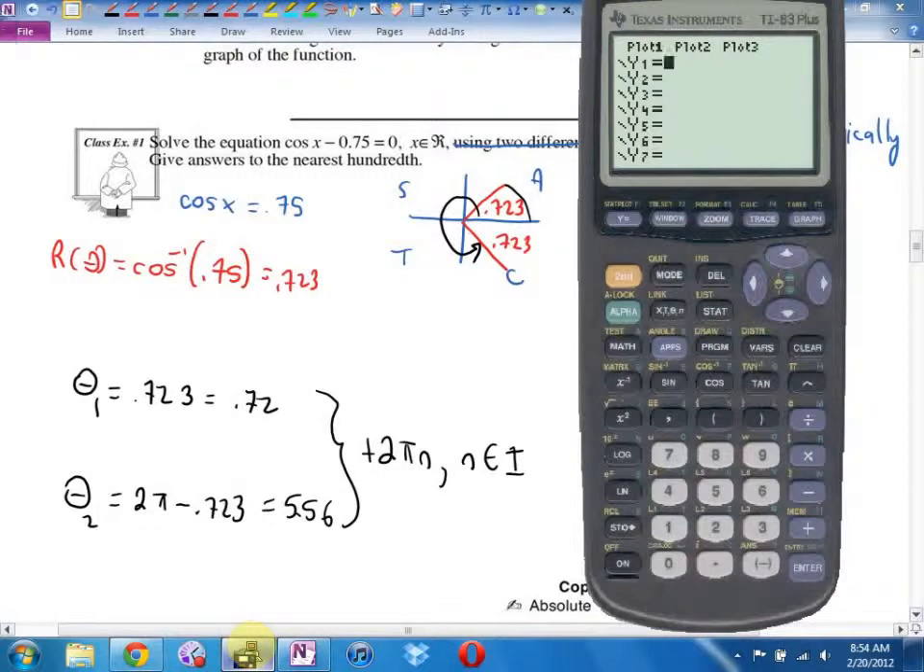I want to show you how, because you do have your calculators now, you can check your answers. If they gave me this equation here, I generally prefer to get the cosine by itself. When it says using two different approaches, I'm only going to show you one. I would graph left side equals cos x, and then I would graph right side equals 0.75.